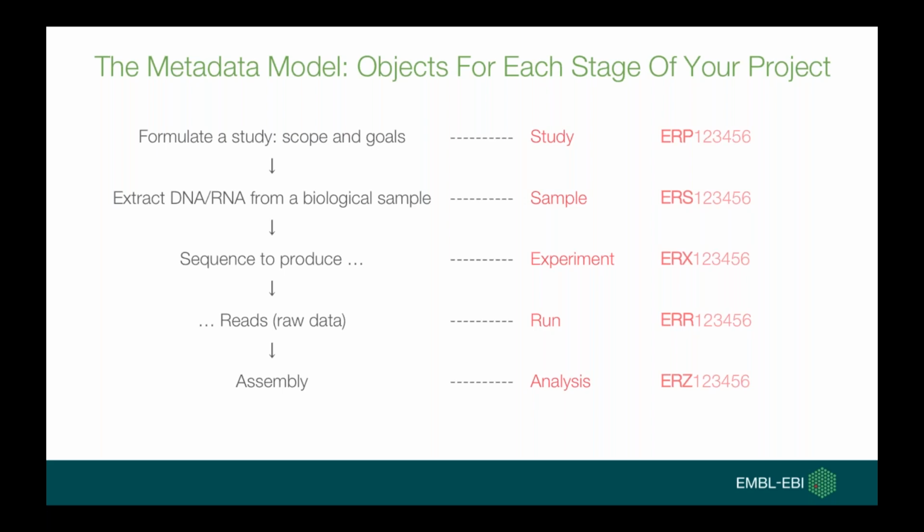And down the right-hand side here, you can see that everything that you register gets given an accession number, and they look like this. They all start ER, and then they have a different letter depending on what the object is. So we have P for project or study, S for sample, X for experiment, R for run, and Z for analysis, followed by some numbers. And so that can be quite helpful to know those things. If you know what an object is just by looking at the accession number, that can help you with navigating data in ENA.